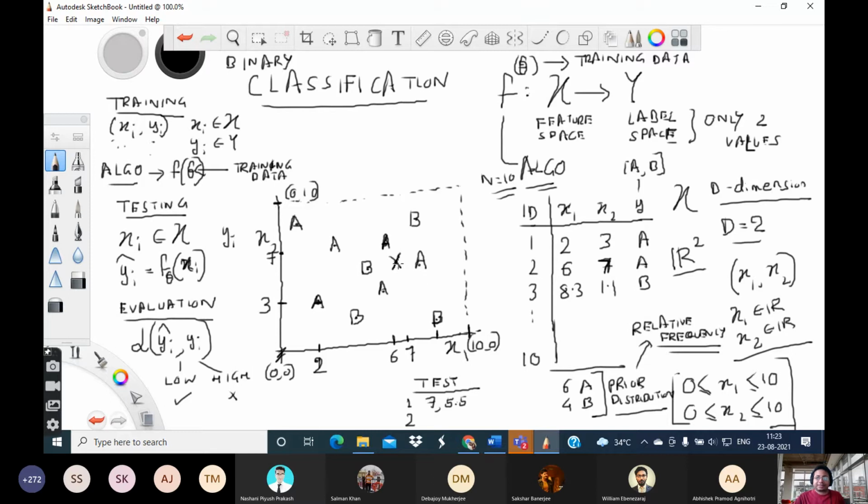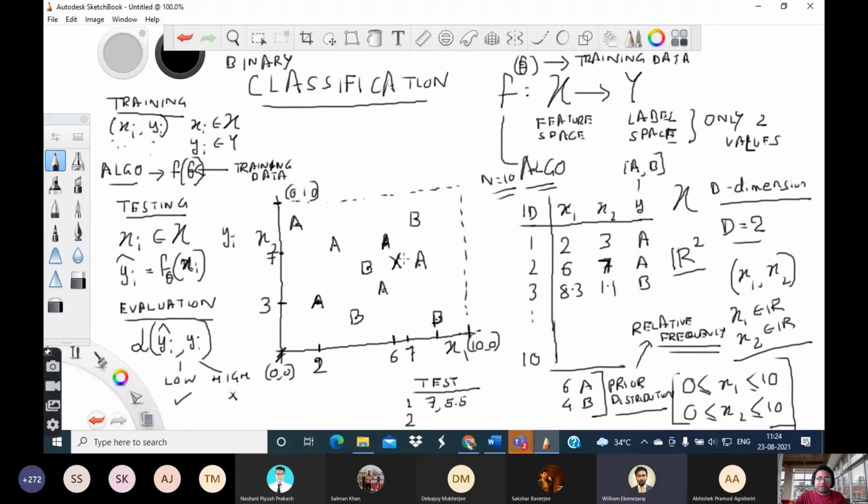So let us say this is the point that has been given to you for testing. Remember, as of now you have not learned any model. You just have this training data set. Now, on the basis of this training data set, consider this point x, knowing that its features are 7 and 5.5. If I ask you to intuitively guess whether I should label it as A or as B, what will be your answer?